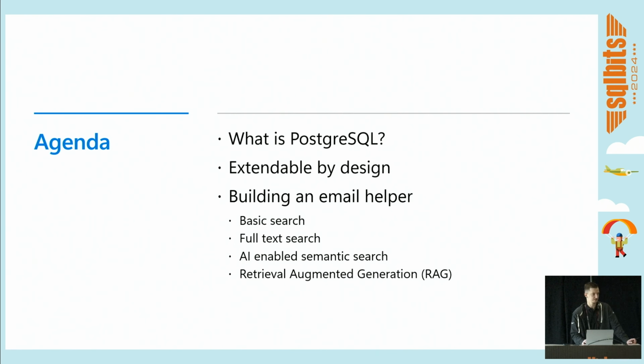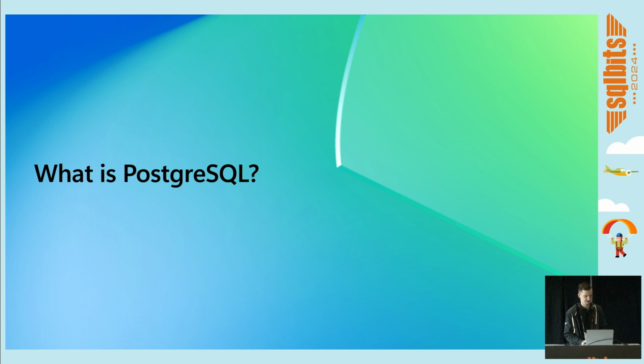So the agenda for today is what is PostgreSQL, and we will spend just a bit of time on that. How is it extendable? What do I mean by that? And we will go through building an email helper. So we will go through basic search, then extending it with full text search, then doing an AI-enabled semantic search, and finally doing some playing with RAG, which is retrieval augmented generation. And I will go over some of these topics as we move through the slides.